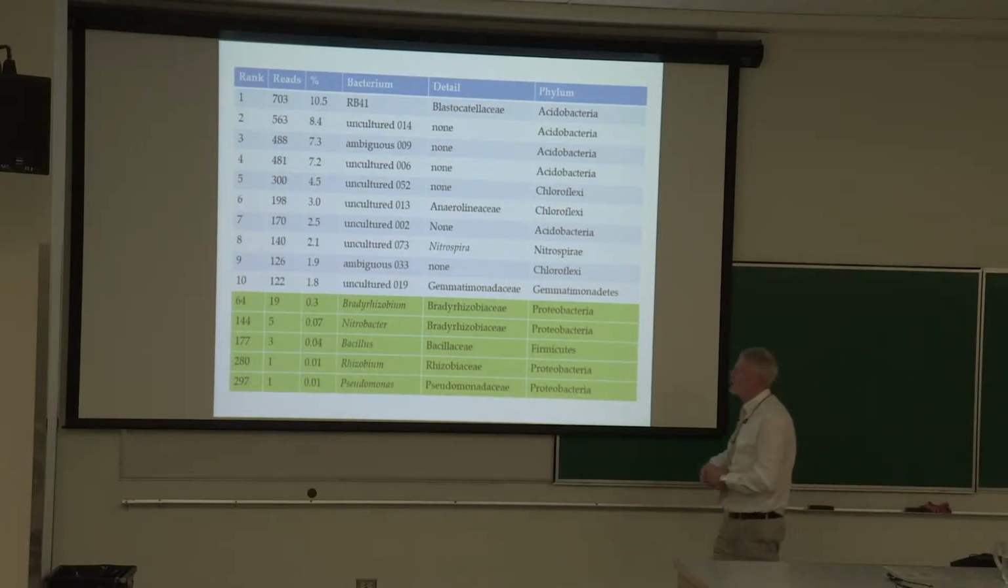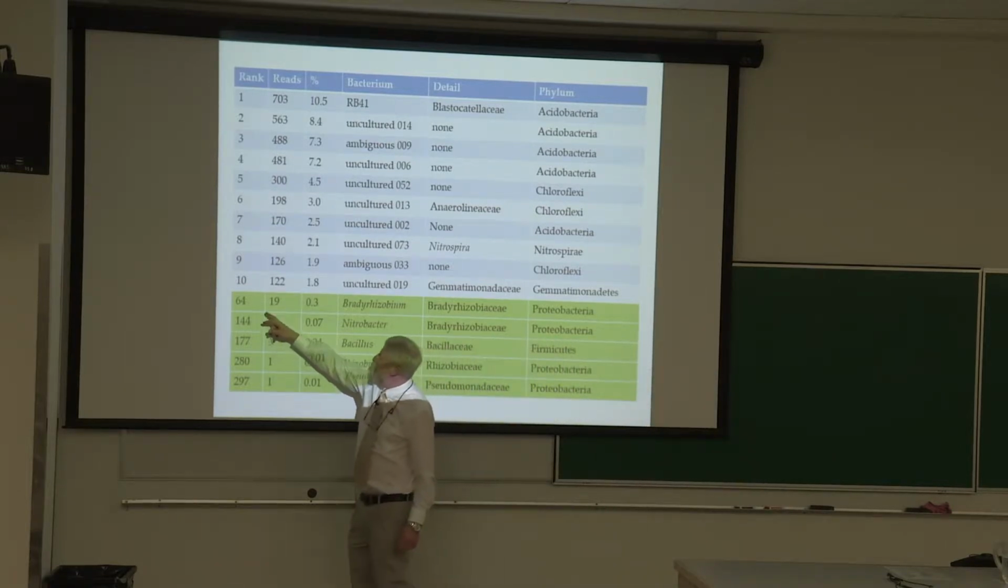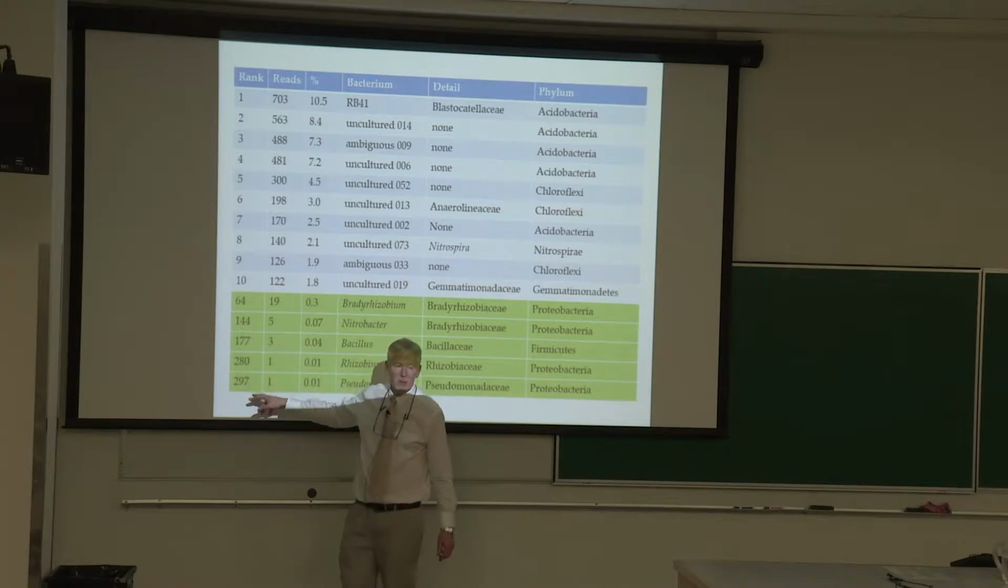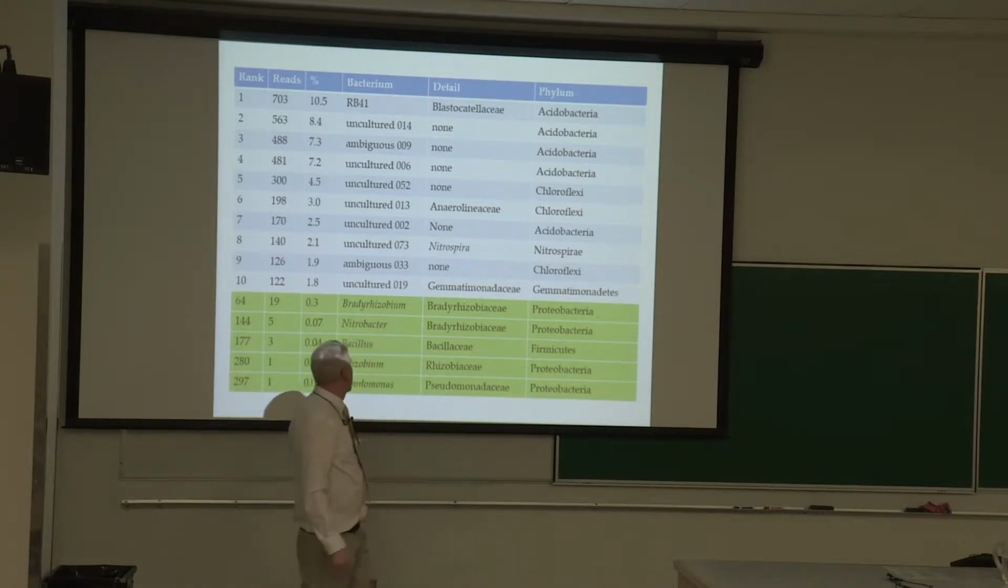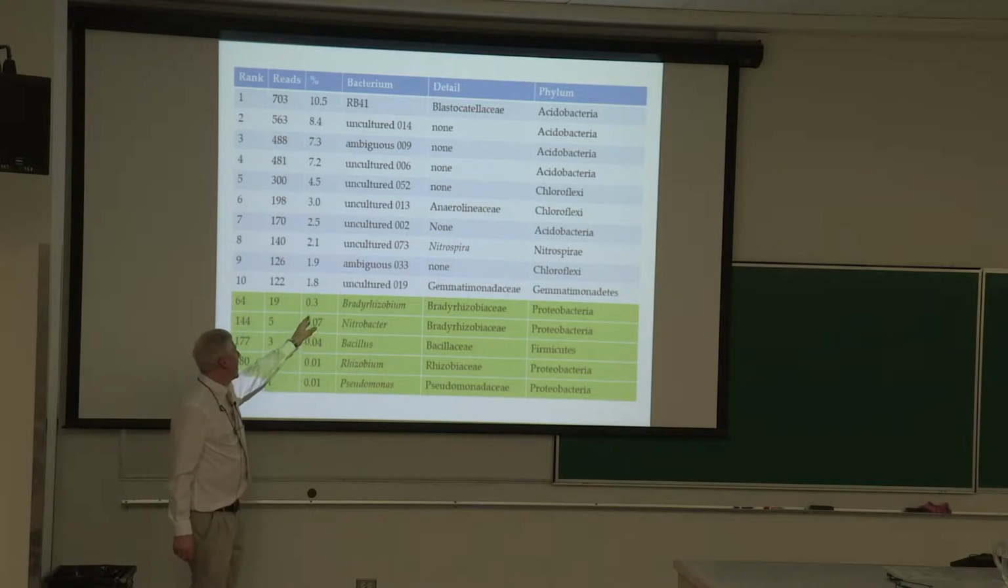Here are some, I picked out some familiar names from further down the list. Rank 64 through almost 300. Here's some familiar names. We've got Nitrobacter, Bacillus, Rhizobium, Pseudomonas. They're way down the list. We're at a fraction of 1% of reads here for these guys. Much more uncommon in the rhizosphere soil as compared to these other, perhaps less familiar.